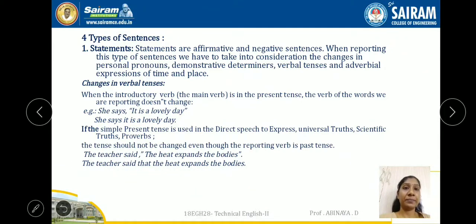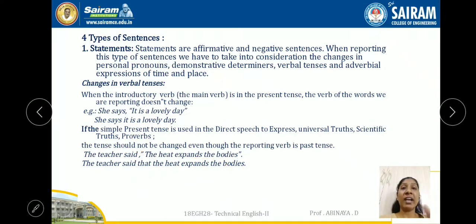Let us see here. The teacher said, "Heat expands the bodies." So, it is a normal fact, right? While changing this into indirect speech, you can put the same verb here. The teacher said that heat expands the bodies. So you should not change the tense, even though the introductory verb is past tense, right?